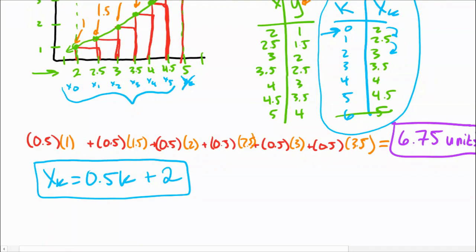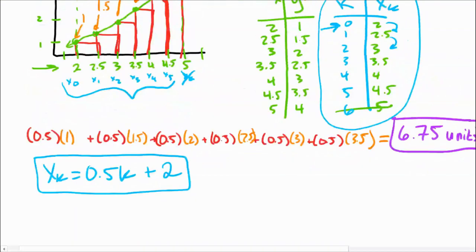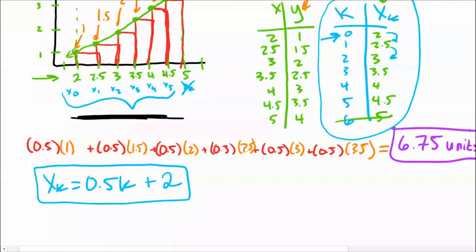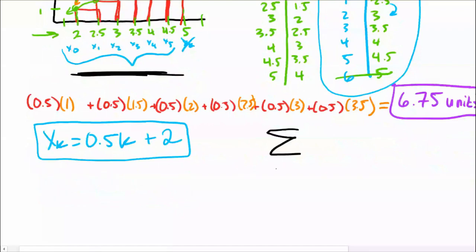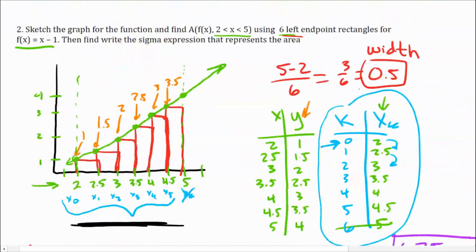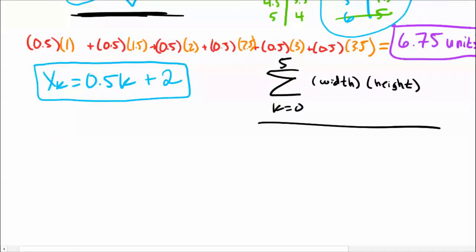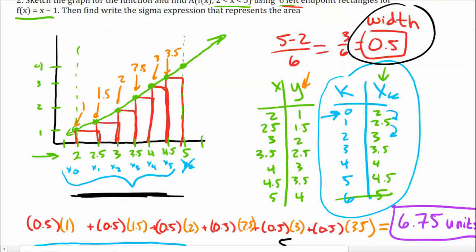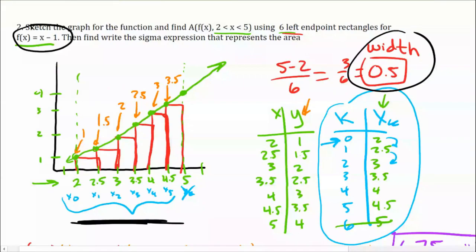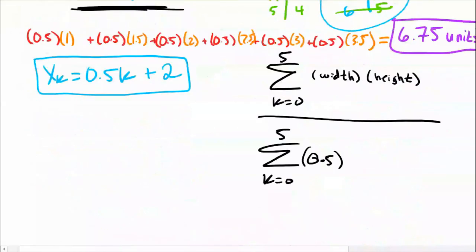Okay, so sigma notation. Now here's the tough part. Because remember here I said I'm only using the k values from 0 to 5. Well, that's where I get this bottom k equals 0, top number is 5. Now I need to basically find the width, which I already know, and the height, which is going to be 2 equations in one. The width, if I look back up here, is 0.5. And then remember when we found the heights of my rectangles, I used the y values of this function, meaning I'm just going to use x minus 1 for my height here.